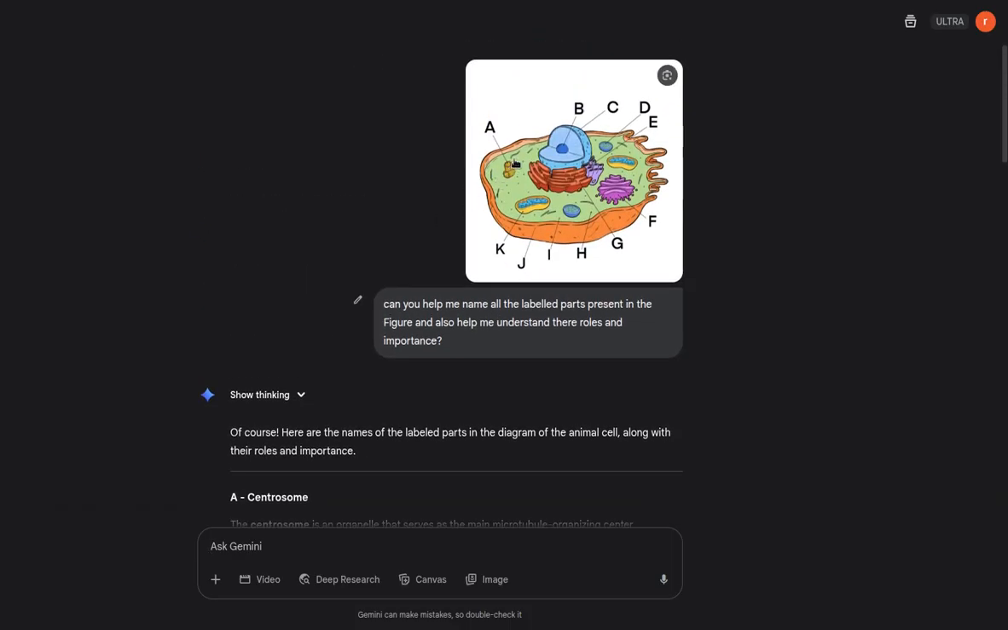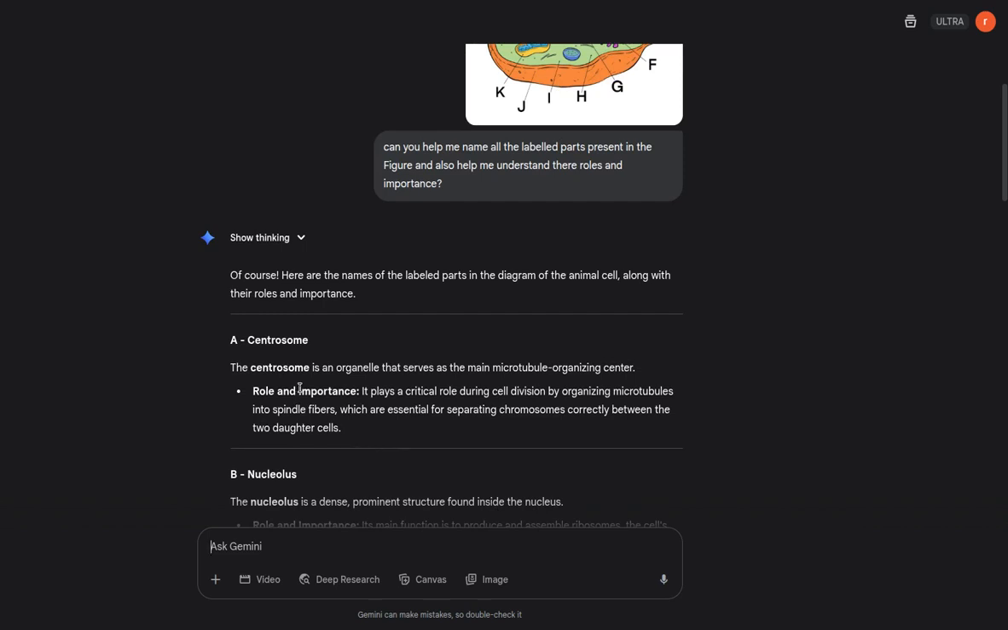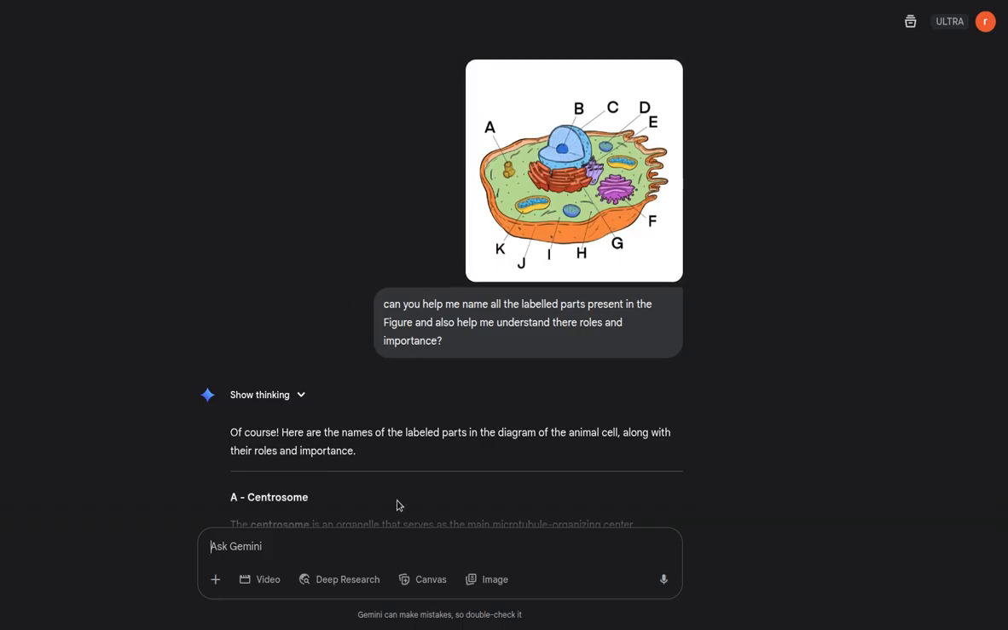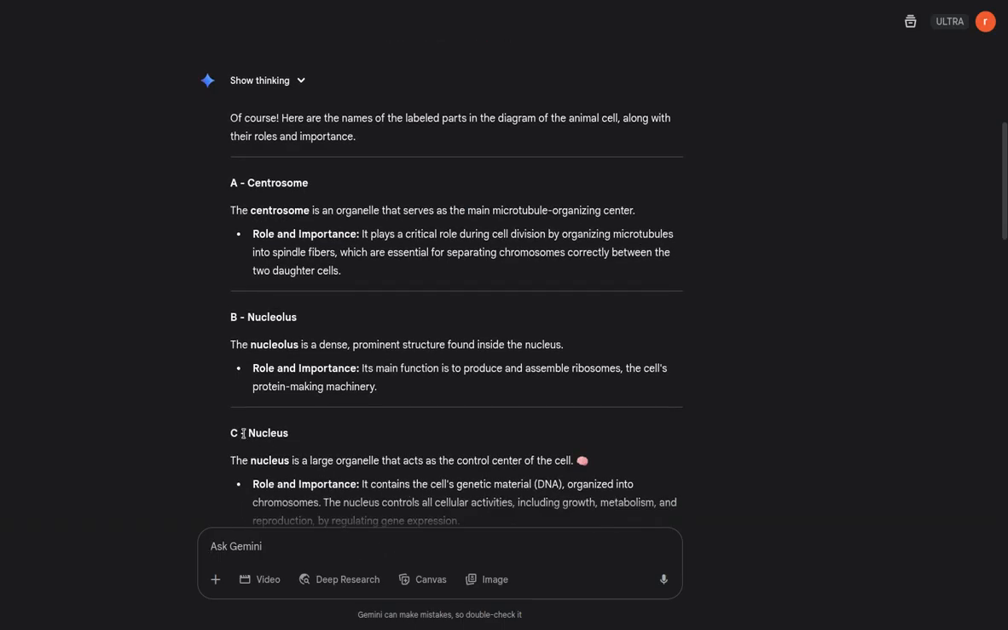A is centrosome. Okay. The centrosome is an organelle that serves as the main microtubule organizing center. Role and importance: it plays a critical role during cell division by organizing microtubules into spindle fibers, okay, which are essential for separating chromosomes correctly between the two daughter cells. Okay. B is nucleolus. The nucleolus is a dense, prominent structure found inside the nucleus. Role and importance: its main function is to produce and assemble ribosomes. Oh, okay. The cell's protein making machinery.